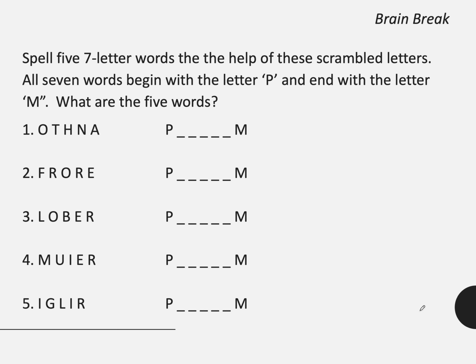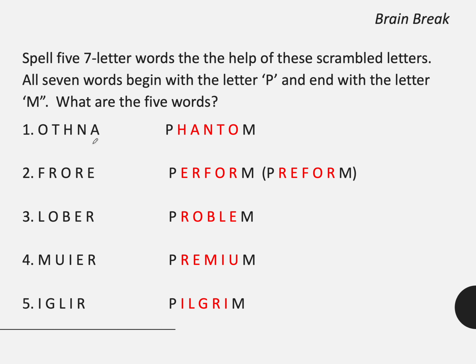All right, we're at a brain break. All of these 7-letter words start with the letter P and end with the letter M. You've got to de-scramble the letters over here to fill in the blanks to figure out what they are. I think this is one of the easier brain breaks. So if you're working on this by yourself, pause the video right now before you continue on. All right, welcome back. Hopefully you got the answers on this one. The 5 words: phantom, perform or preform, problem, premium, and pilgrim.